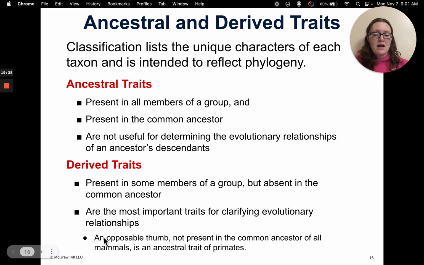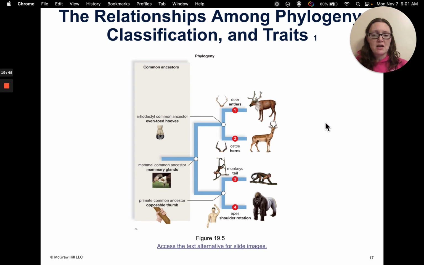And an example of a derived trait is an opposable thumb. It's not present in the common ancestors of all mammals. It is an ancestral trait of primates. So an ancestral trait is present in all the common ancestors. So it really kind of varies depending on what trait it is we're talking about.